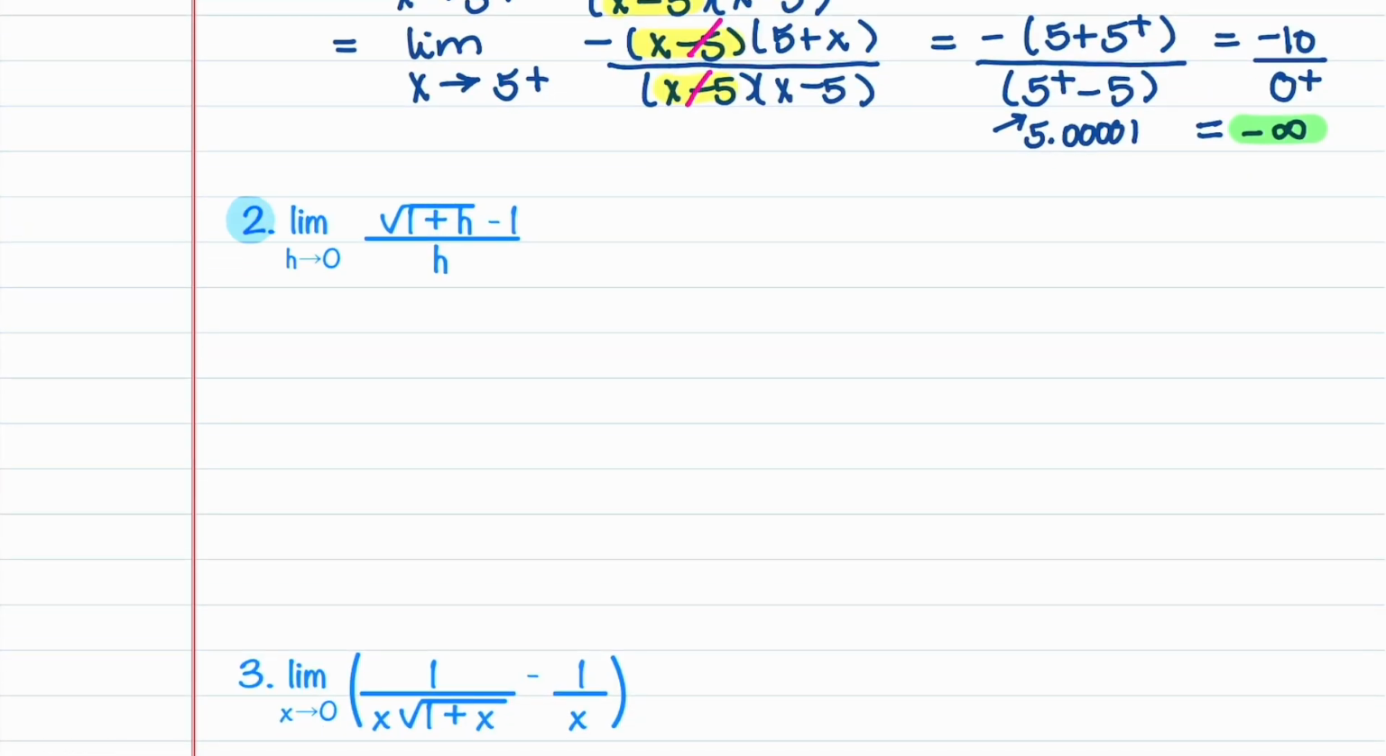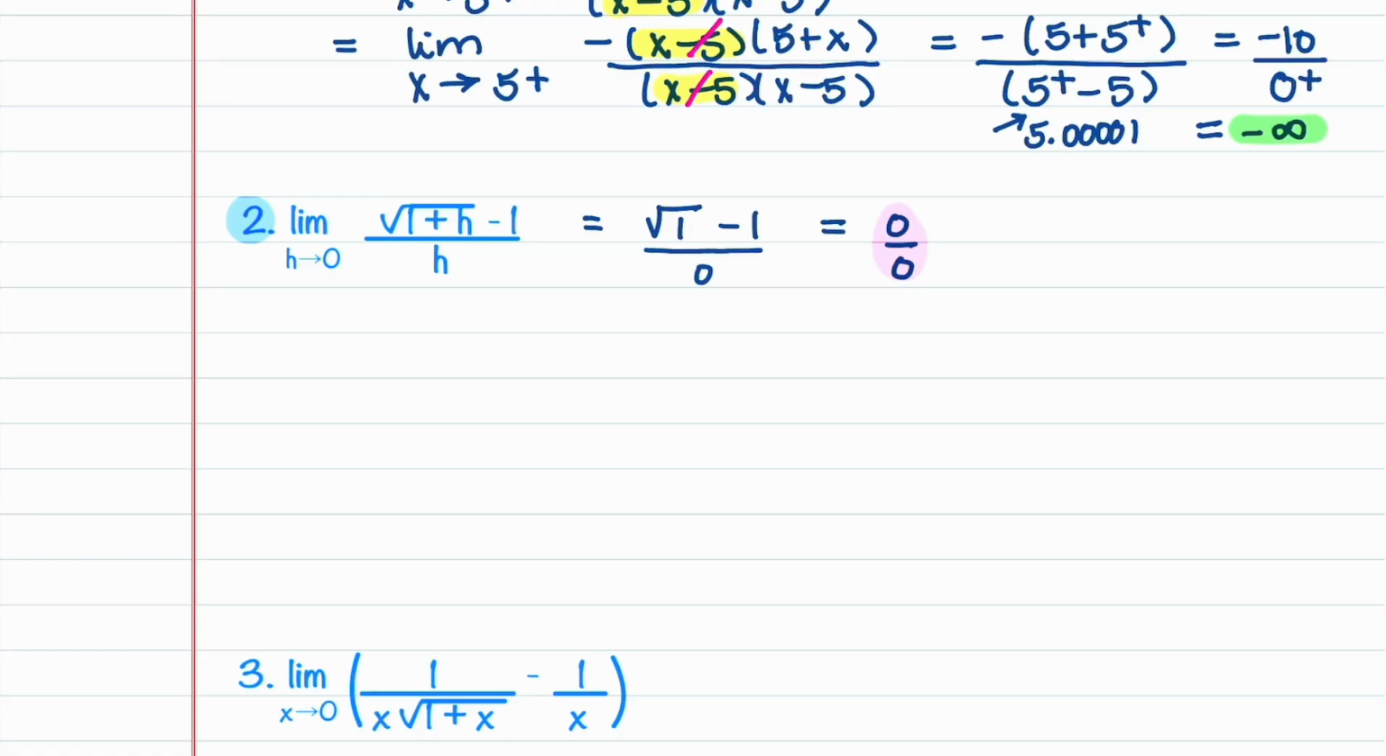Let's now look at our second example. We're going to begin by substituting in that h is equal to 0. This gives us the square root of 1 minus 1, all divided by 0. So we get 0 divided by 0, which we saw up above is an indeterminate form.